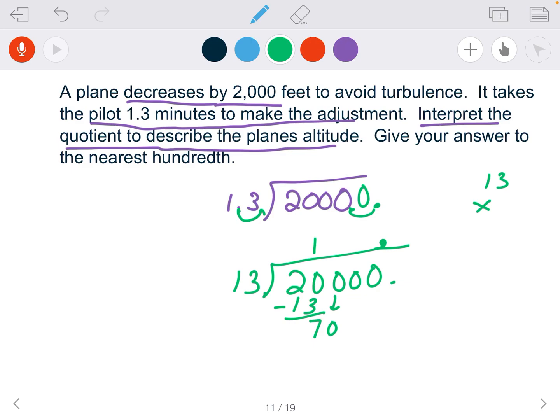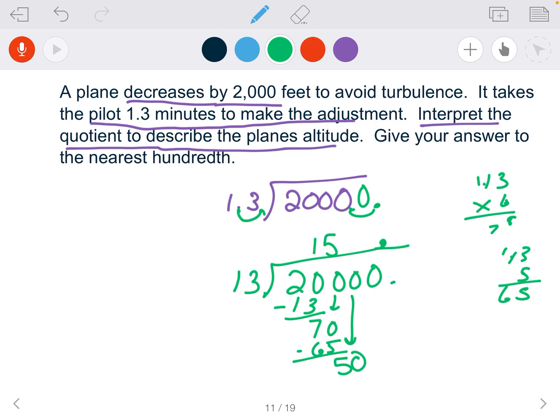I don't know this off the top of my head, so I'm just going to do some examples. Let's see if 6 works. That's 18, 1, 6, that's 78. That's too big. 13 times 5. 15, 1, 5, 6, 65. So that would be 5 times, which is 65. 70 take away 65 is 5. Bring down my next 0.